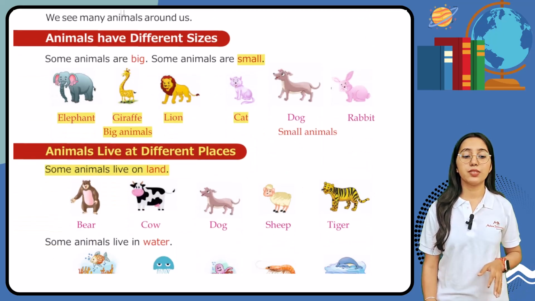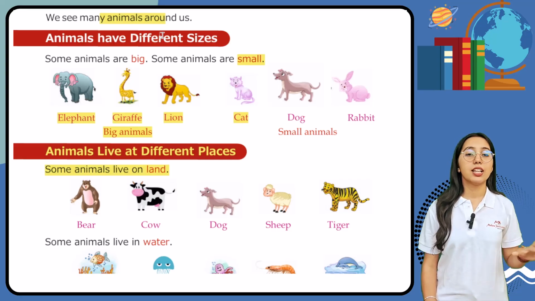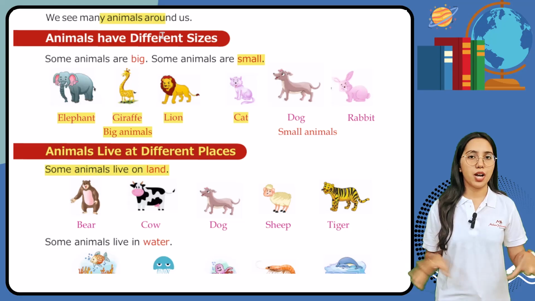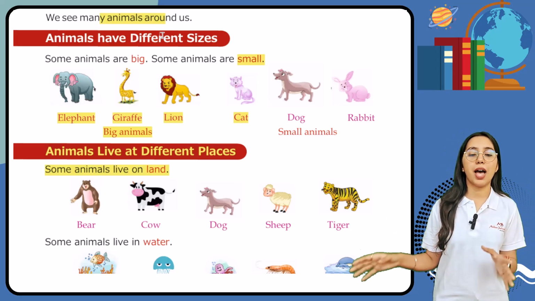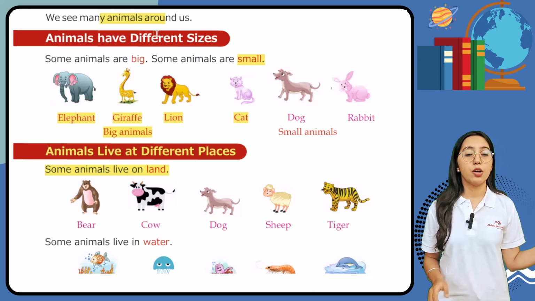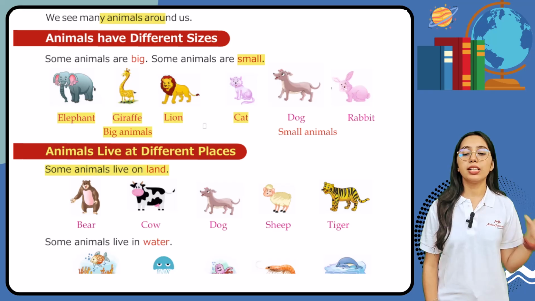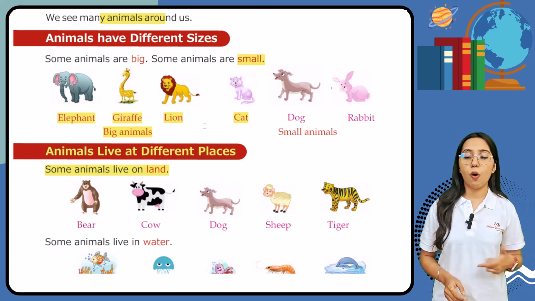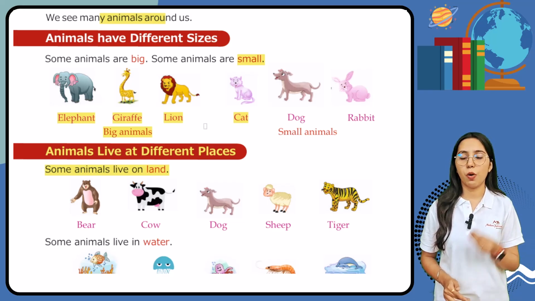Now students, we see many animals around us, right? First of all, let's see animals have different sizes. Around us, we can see certain animals that are very big, and some animals that are very small. For example, we have elephant, giraffe, lion. All these animals are very big, right? Then we have cat, dog, rabbit. These animals are very small, right?